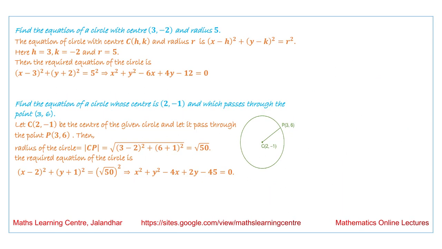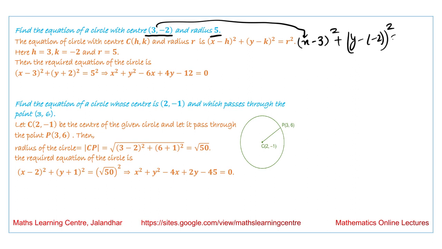Next we have: find the equation of the circle with center (3, minus 2) and radius 5. We are using the standard form. So it is (x minus 3) squared plus (y minus minus 2) squared, that is equal to 5 squared. When you simplify these values, you will obtain x squared plus y squared minus 6x plus 4y minus 12 is equal to 0. So this is the equation of the circle with center (3, minus 2) and radius equal to 5.